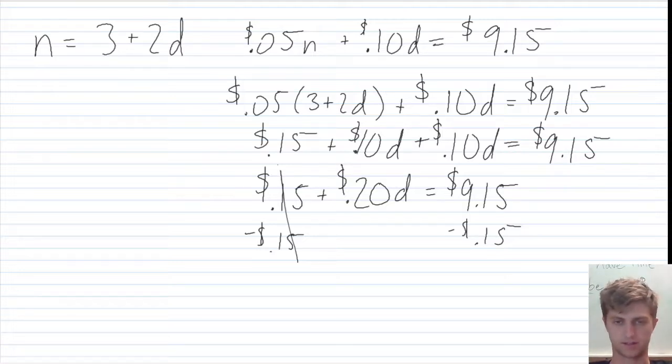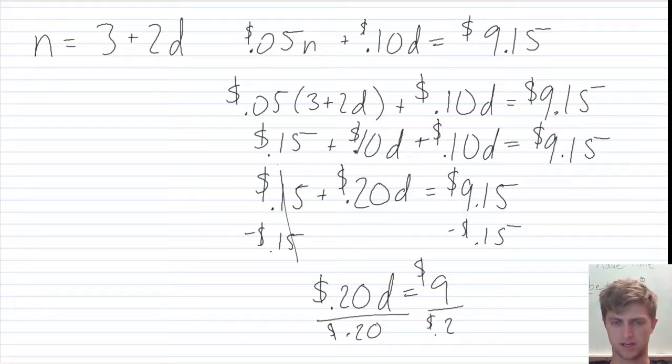Anyway, these cancel. We're left with 0.2d on the left and 9 on the right, and then we divide by 20 cents. There's a couple ways we can do this. One question we can ask is, how many times does 20 cents go into $9? Well, 20 cents goes into each dollar 5 times, and if there are 9 of them, it goes in 45 times.